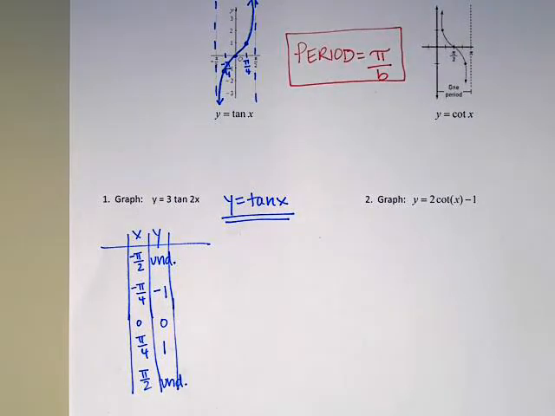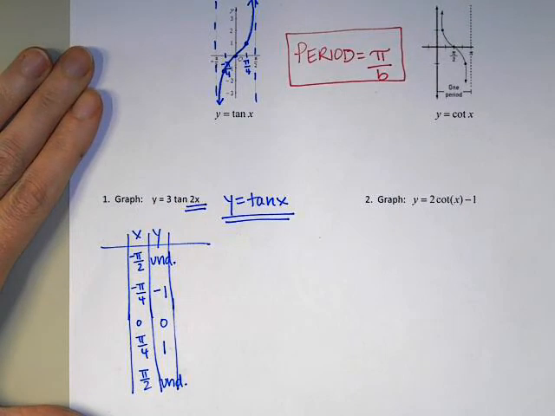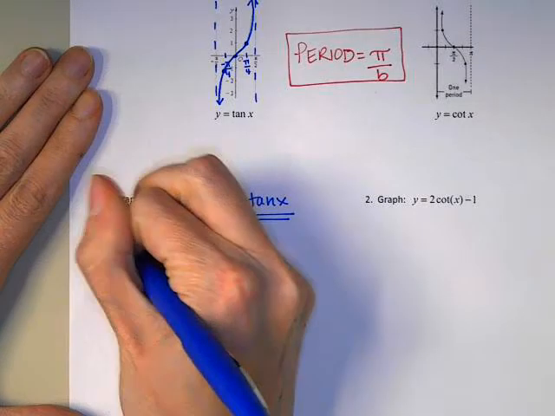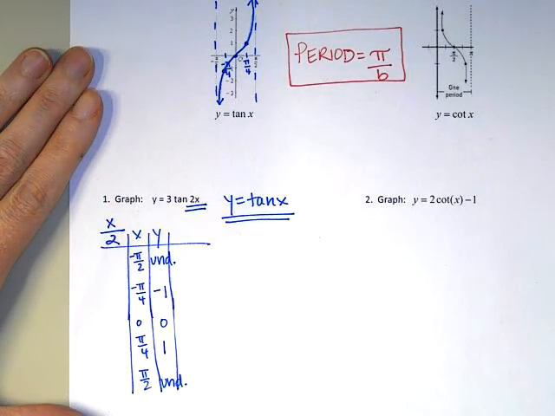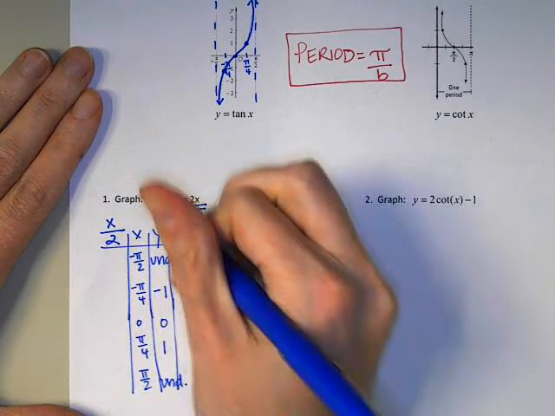Okay, now let's apply our transformations. If there is a 2 in front of the x, remember we always do the opposite. So we're going to divide by 2 in the x. And then in the y, we're just multiplying all the y's by 3.